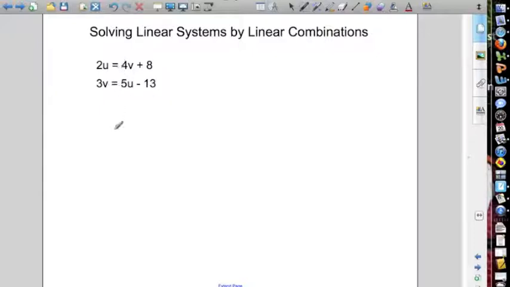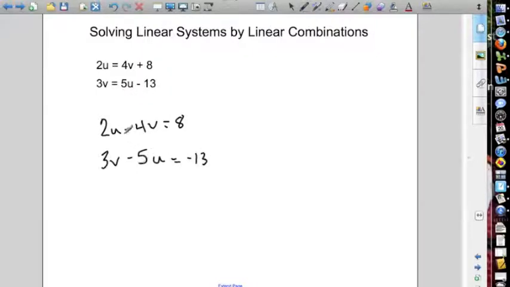To do that, again, I like to get all of the variables onto one side. I have the 2u already, so I'm going to subtract 4v. I have 2u minus 4v equals 8. Now to get these on one side, I've got to subtract 5u. So I have 3v minus 5u equals, and since I subtracted this, I still have negative 13.